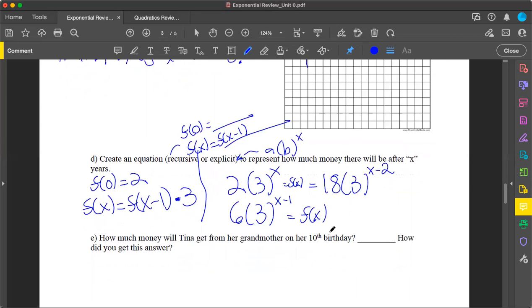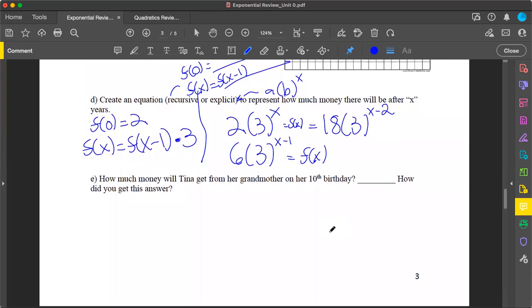And let's hop into what's going to happen on the 10th birthday. Well, the 10th birthday, that's 10 years away from her birth. So you could throw in an equation like this and take a moment, use your calculator. What is this going to get you? Take a moment.